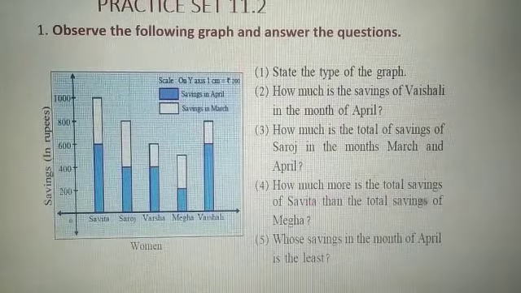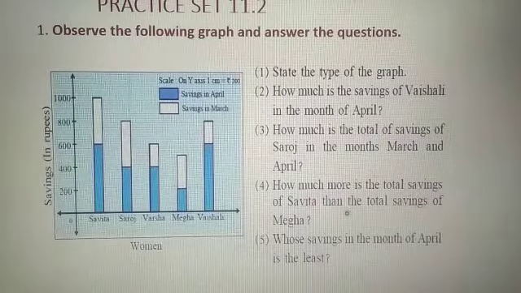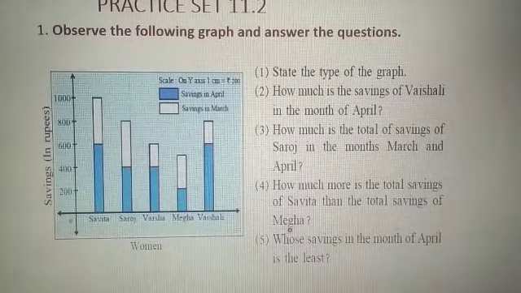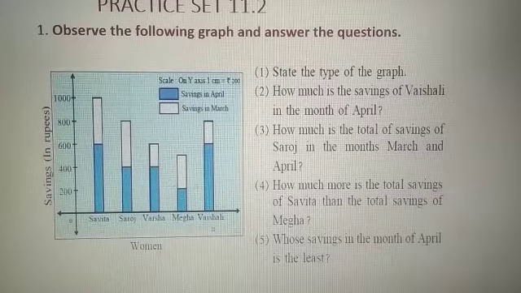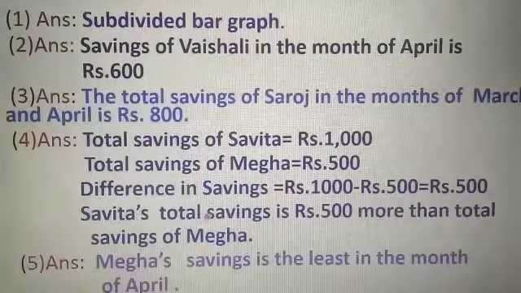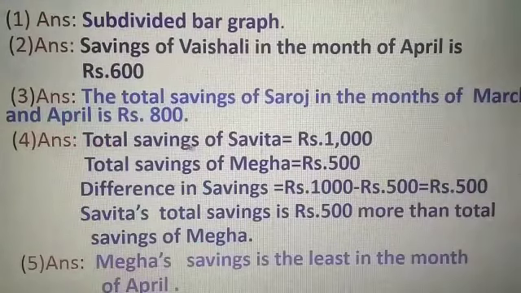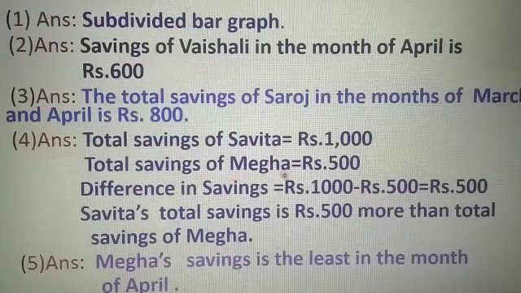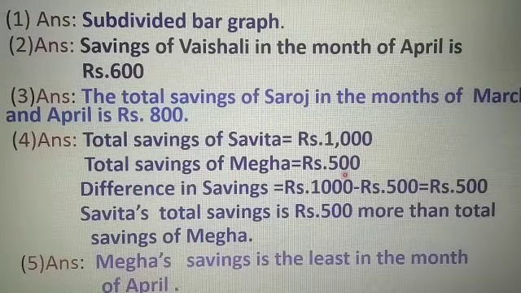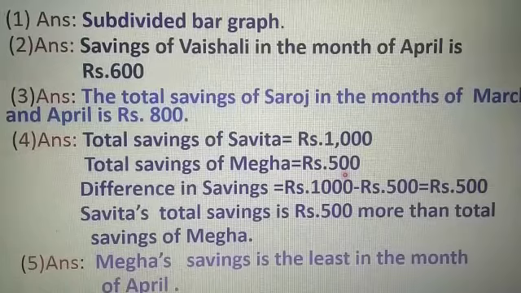How much more is the total saving of Savita than the total savings of Megha? First of all we will find the total saving of Savita and then the total saving of Megha and find the difference. So first write down the answer. The total savings of Savita is rupees 1000 and the total saving of Megha is rupees 500. Children, here you have to observe the graph.